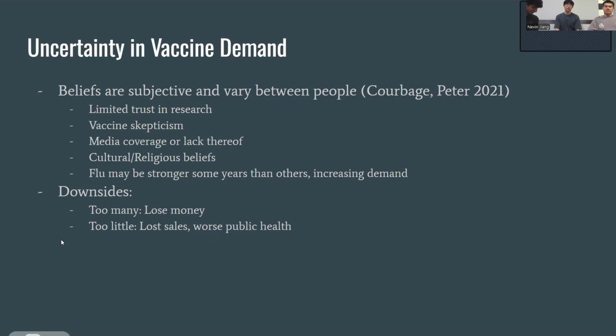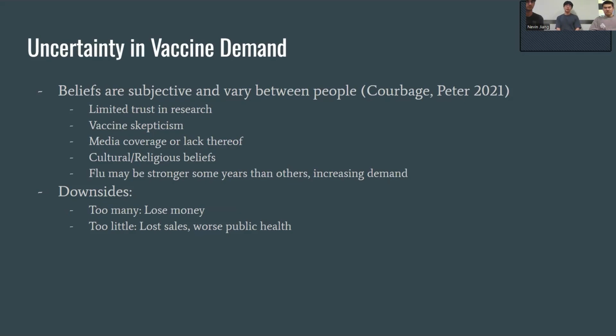All right, so there's a lot of uncertainty when it comes to the vaccine demand. The biggest one being that people's beliefs are subjective and they vary between people. So a lot of people might have limited trust in research depending on where you go. There might be vaccine skepticism. If their choice of media covers the flu, for instance, that might impact things. And also culture and religious beliefs play a big factor. And also the flu, depending on the year, might be stronger than others, which would increase the demand. If it's a weaker flu season, it would decrease it.